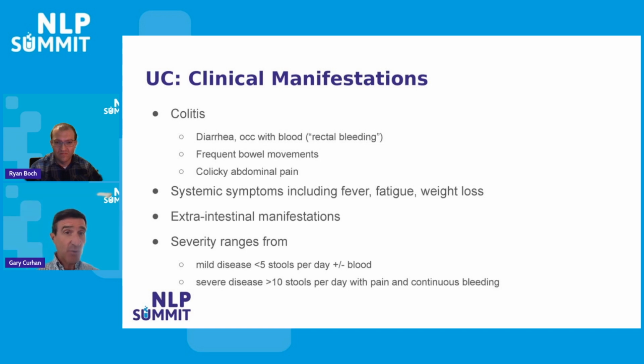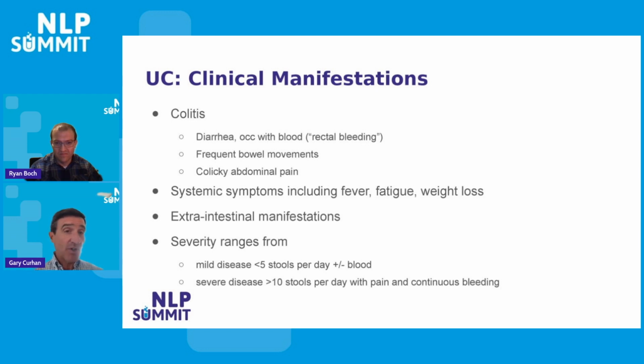These patients may have frequent bowel movements. They may have severe abdominal pain that can come and go. And there are also systemic symptoms that they may have, such as fever, fatigue, weight loss. There are also what we call extraintestinal manifestations. So patients with ulcerative colitis may be more likely to get certain skin conditions or certain types of arthritis. And the severity is really important because that affects how aggressive we are and what types of medications we use.